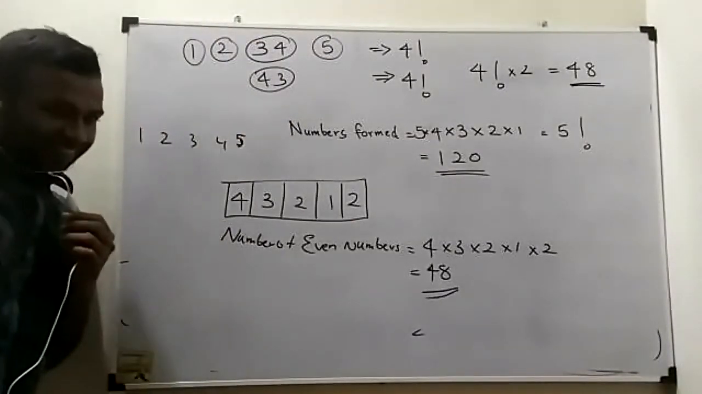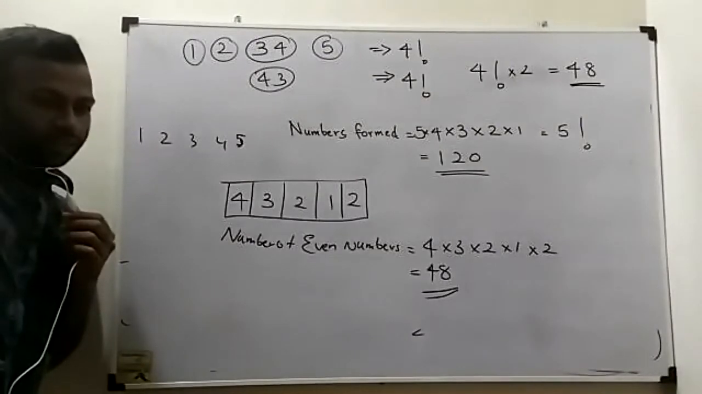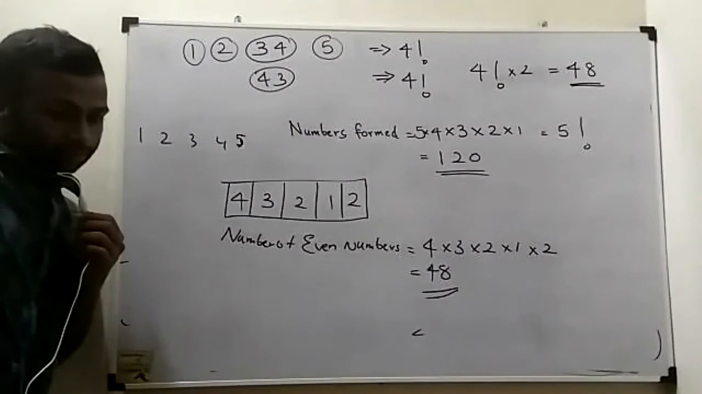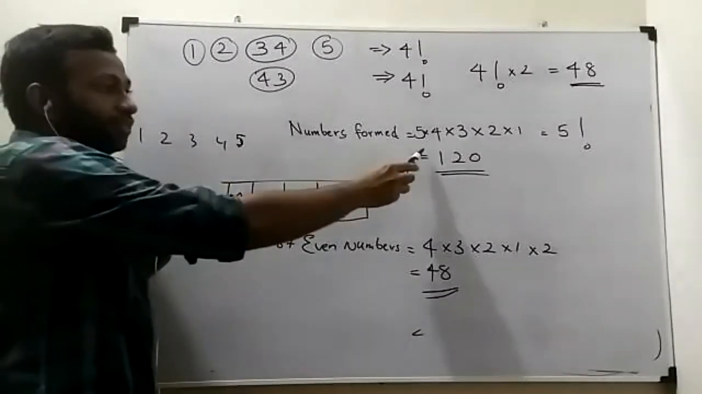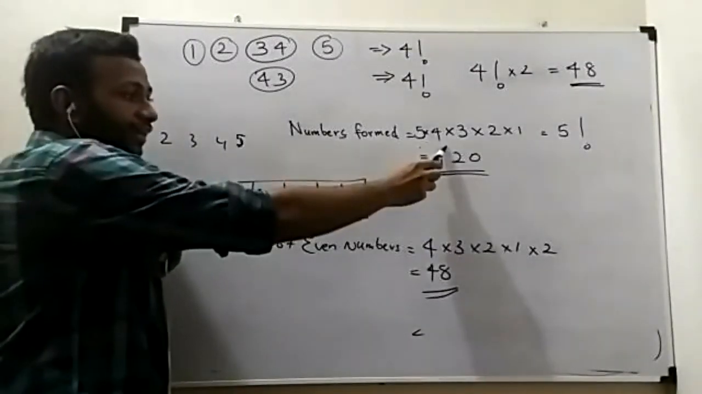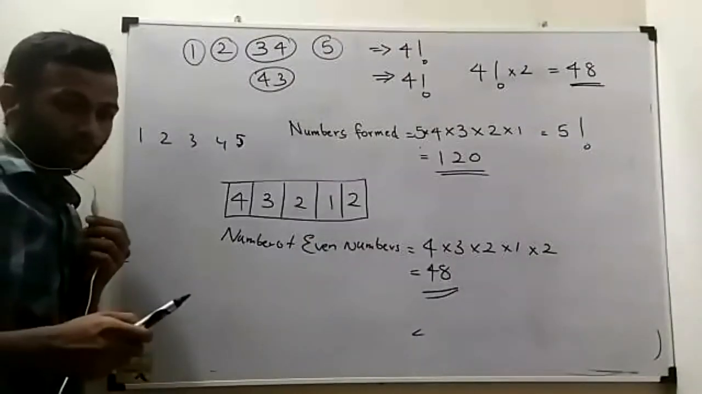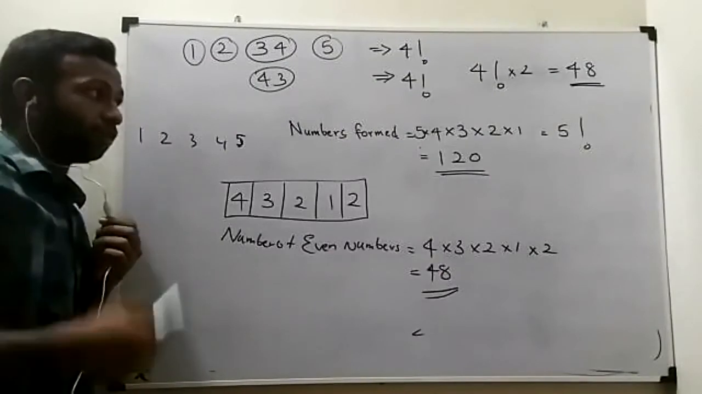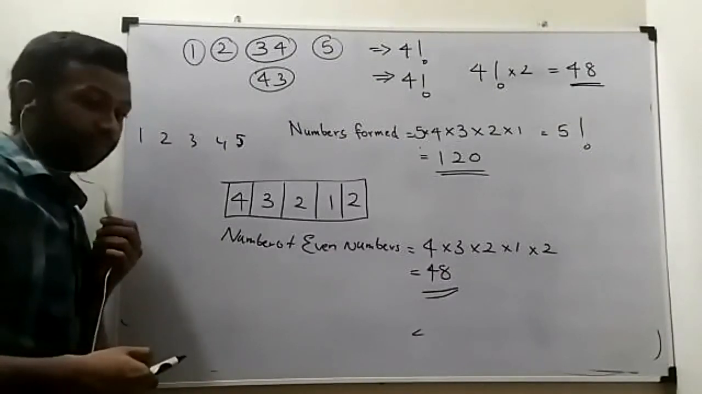I'll explain again. So there are 5 numbers: 1, 2, 3, 4, 5. And how can we arrange those numbers? The first number can be chosen in 5 ways, the next number 4, 3, 2, 1. That means factorial 5. So if you multiply all of them, you get 120 ways or 120 numbers that can be found. Then they have asked the number of even numbers that can be found.